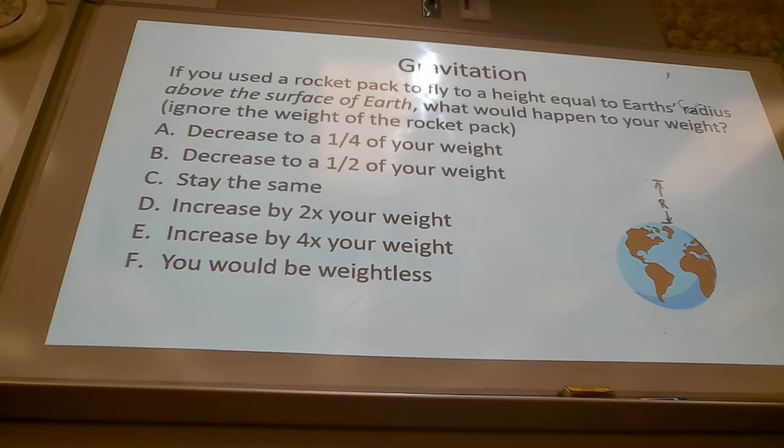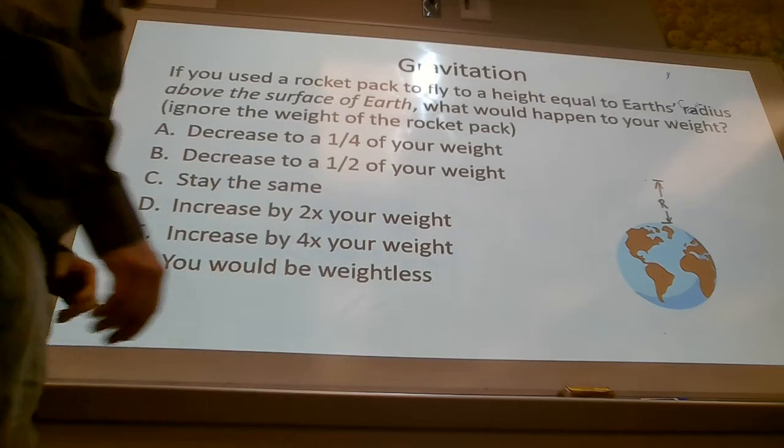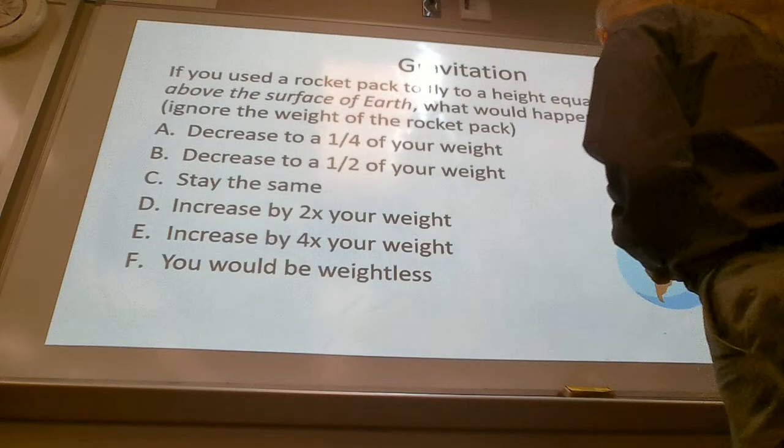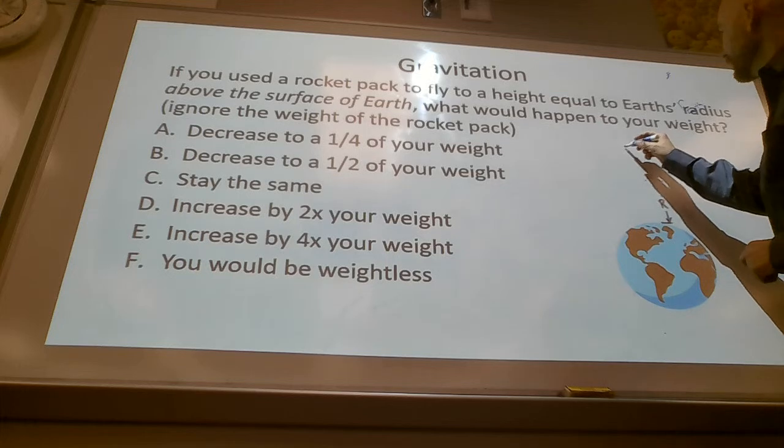Okay. Is it going to increase or decrease? Decrease. That makes sense, as you go away from the Earth, it's going to get less. So is that going to be half or a quarter? Why a quarter? Okay, couple things.